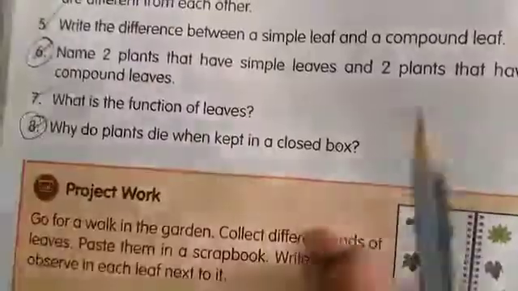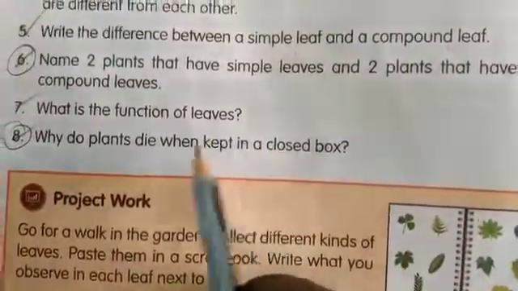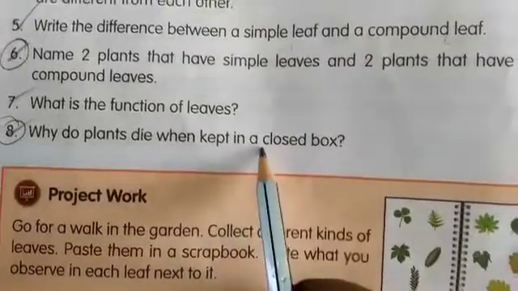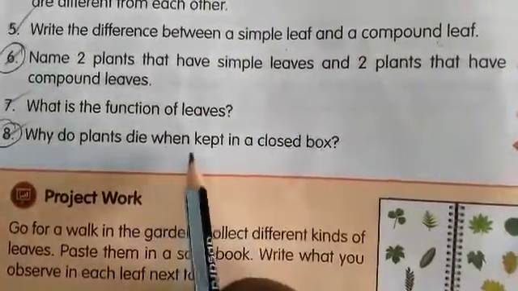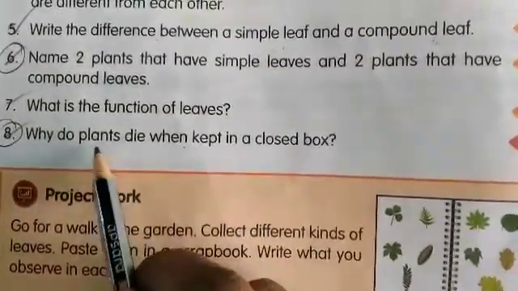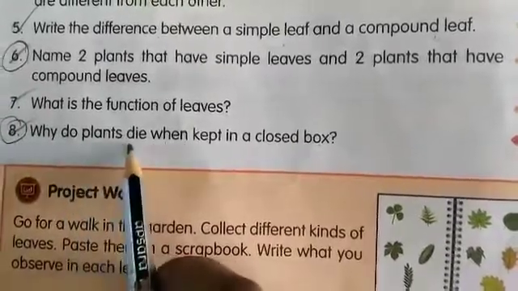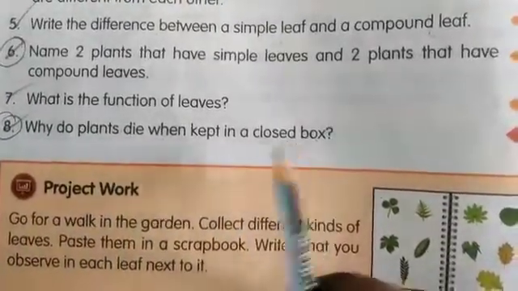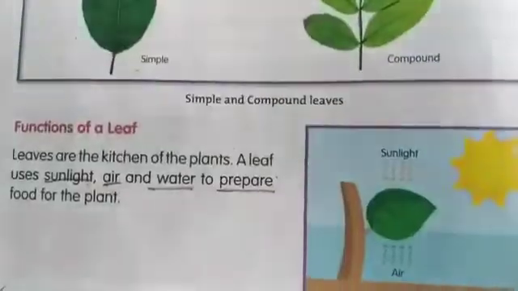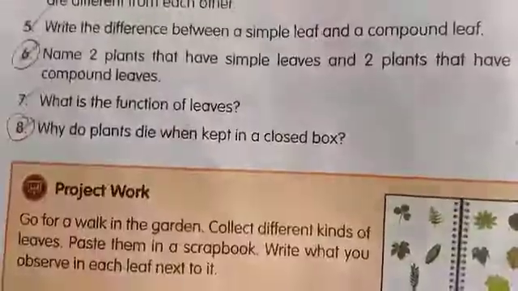So if it is kept in a closed box, will it get air, water and sunlight? No. So it doesn't get food. So it will die. The plants will die when kept in a closed box because they don't get air, water and sunlight.